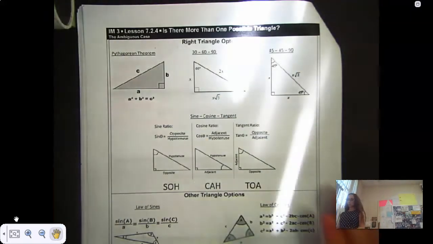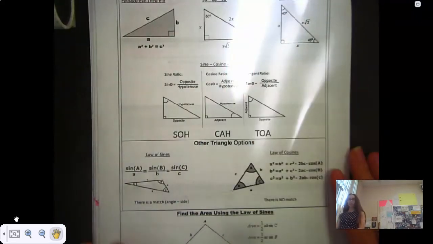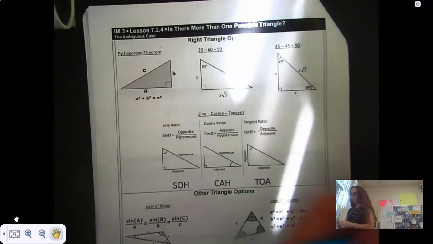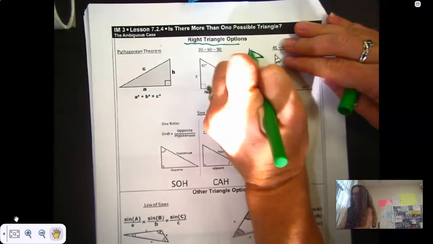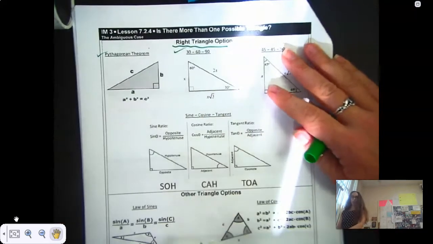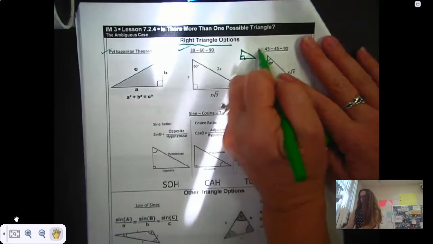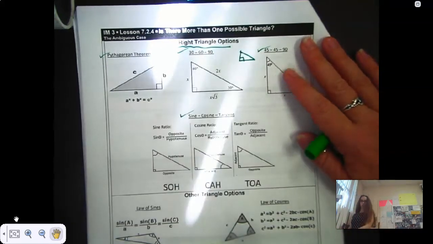Which is good. So what I did is I put all of the things together that were similar. Everything that was a right triangle: when you're dealing with a right triangle, there's the Pythagorean theorem. There's your 30, 60, 90. I'm sorry, there's a reflection here. There's the 45, 45, 90. There's your sine, cosine, tan.